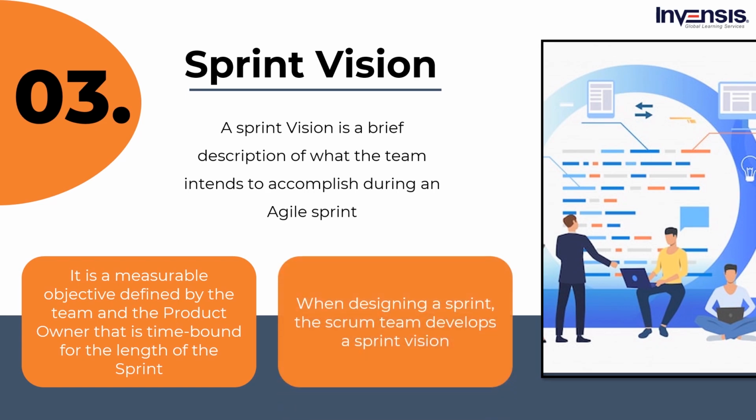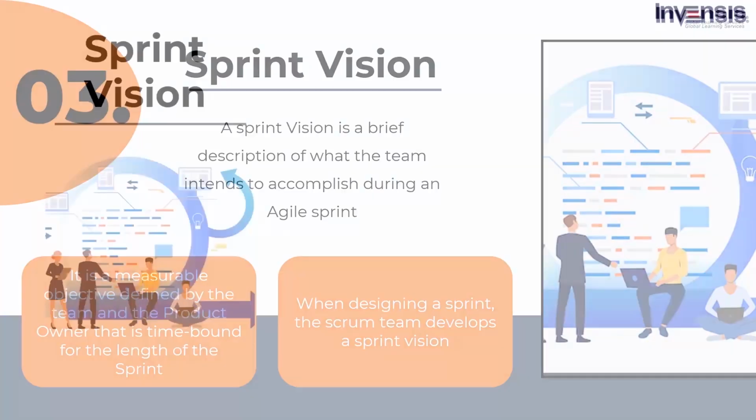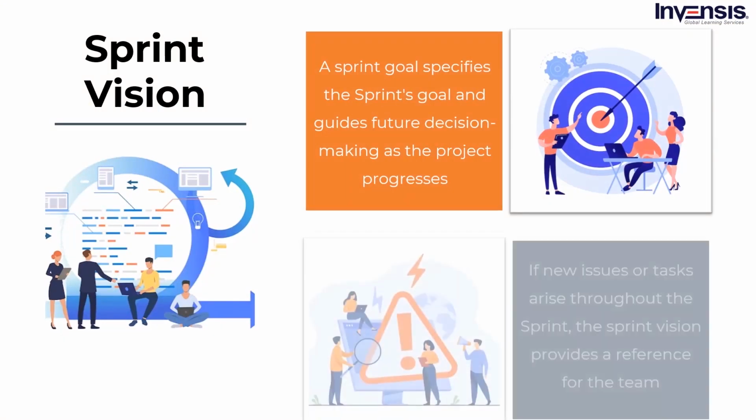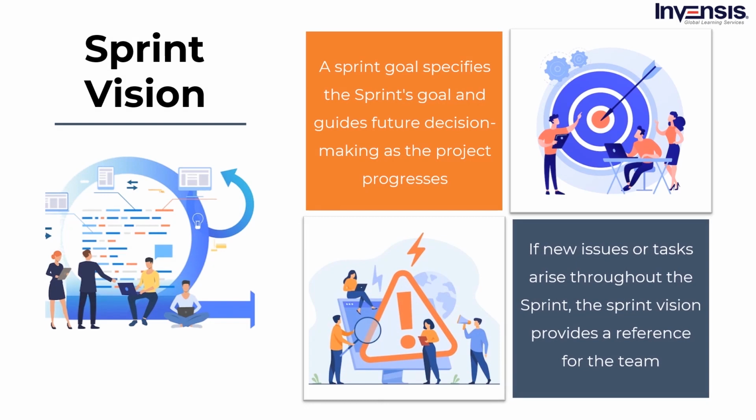When designing a sprint, the Scrum team develops a sprint vision. It informs the Scrum team on why they are investing their time, money, and effort in the sprint. A sprint goal specifies the sprint's goal and guides future decision-making as the project progresses. If new issues or tasks arise throughout the sprint, the vision provides a reference for the team on what to focus on and how to arrange or reprioritize various tasks.